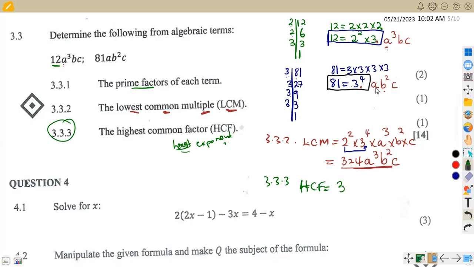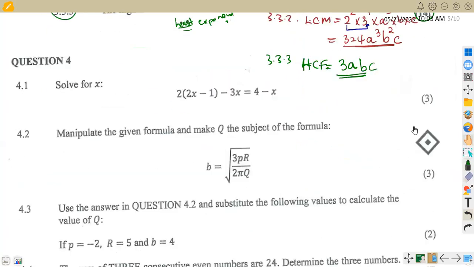We move on to the letters. A is common. We've got A here and we've got A here. But which one has got the smallest exponent? That is A, not A to the exponent of 3, but this A is the one with the smallest exponent. B is also common, but this one is the one with the smallest exponent. C is also common, but which one has got the smallest exponent? These two are the same, so we just take it as it is. So this is going to be our highest common factor, 3ABC. All right, so that was our question 3, having a total of 14 marks.